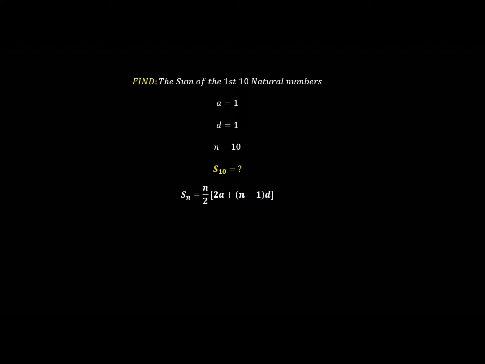Now all that remains is to plug in the values that we have. So we get S10 is equal to 10 by 2 into 2 into 1 plus 10 minus 1 into 1. So when you solve all this, you get S10 is equal to 55. So your final answer will be, therefore, the sum of the first 10 natural numbers is 55. Now let's move on and do another problem based on this formula.